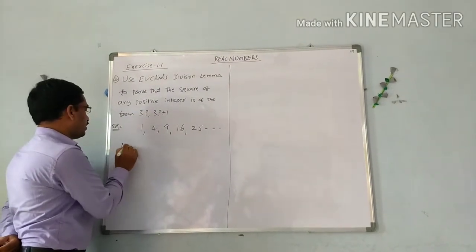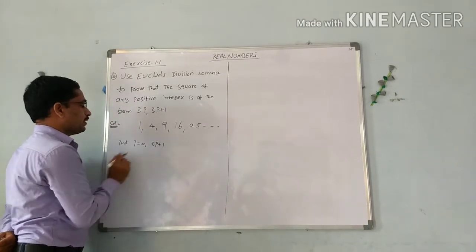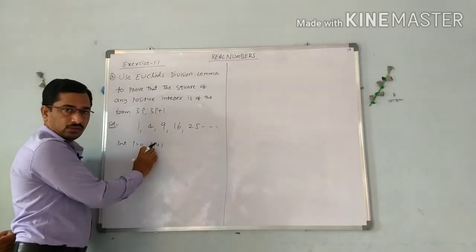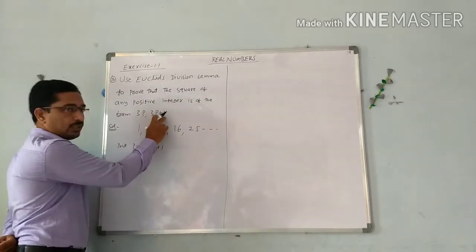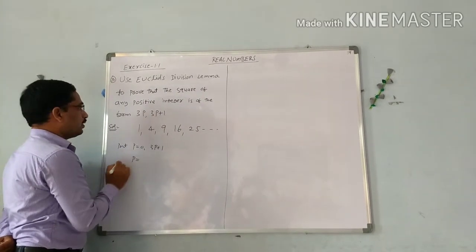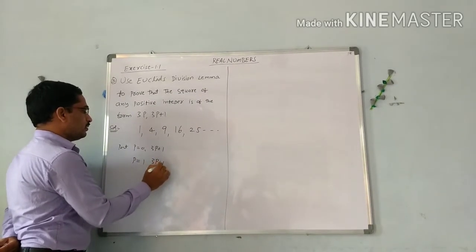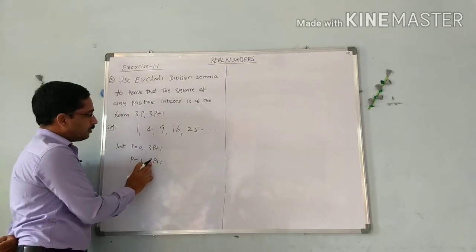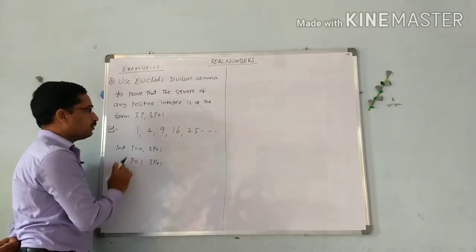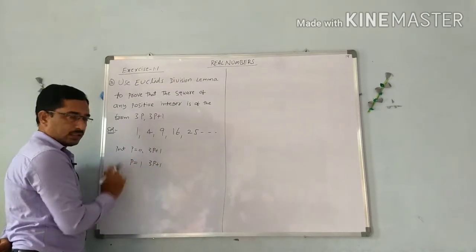Put p equal to 0 in 3p plus 1: 3 into 0 is 0, 0 plus 1 is 1. So we can represent 1 in the 3p plus 1 form. Put p equal to 1 in 3p plus 1: 3 into 1 is 3, 3 plus 1 is 4. So we can represent 4 as 3p plus 1.